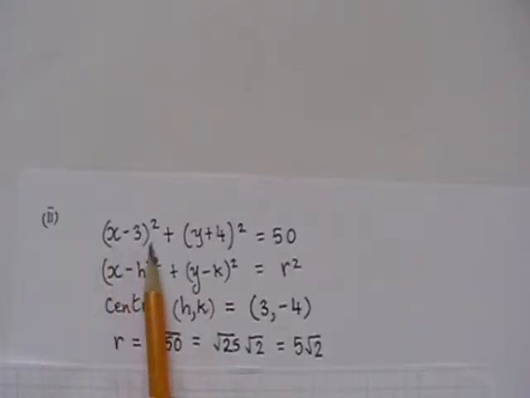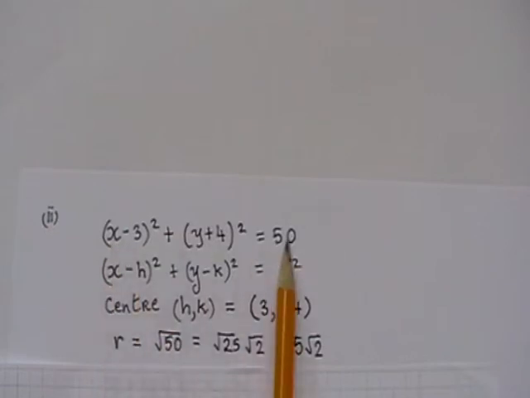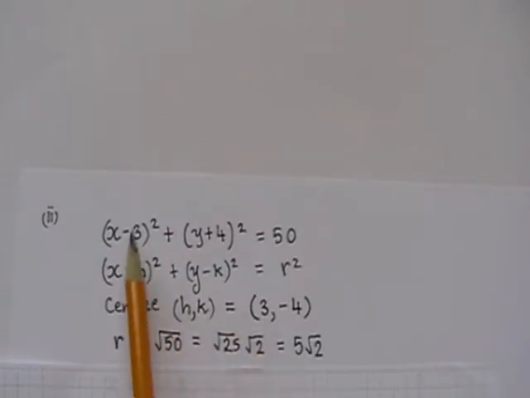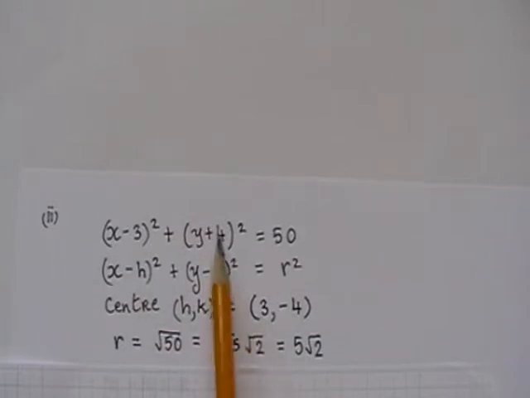Comparing the equation for the circle that's given in the question with the hk form of the circle, we see that it has a centre hk. The centre of this circle is 3, minus 4, and the radius is the square root of 50. That's the square root of 25 times the square root of 2, or 5 root 2.